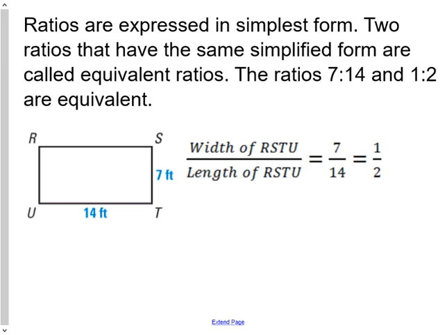Next, we can write them in simplest form. As already stated, we can simplify. So down below, we have a width to length of 7 to 14. Dividing both top and bottom, or numerator and denominator of that ratio, by 7 gets us a simplified or equivalent ratio of 1 to 2.